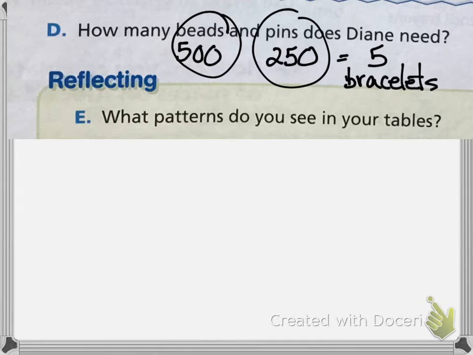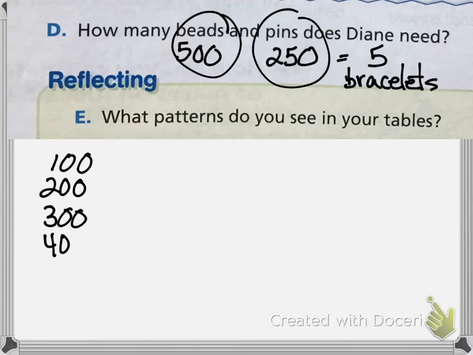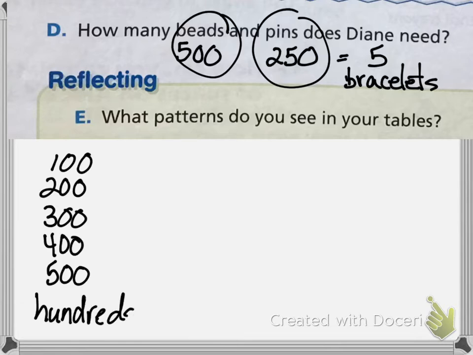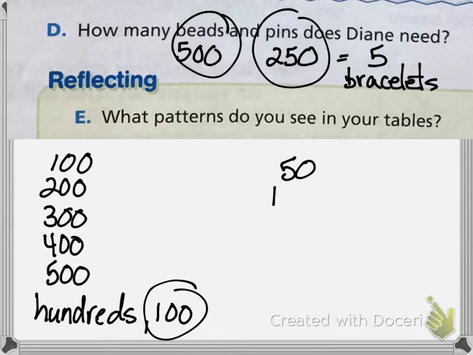Okay, it says, what patterns do you see in your tables? So the first one had a pattern that looked like this. And I want you just to say to yourself right now, this is counting by. And if you said hundreds or 100, we're counting by 100. And then when we did the pins, our pattern looked like this.